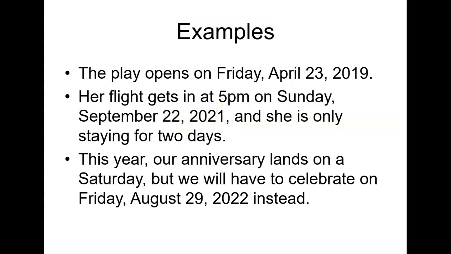All right, last example. This year our anniversary lands on a Saturday, but we will have to celebrate on Friday, August 29th, 2022 instead. So here we've got a comma in between day of the week and the month with the date of the month. And then we've got a comma here in between day of the month with the year.